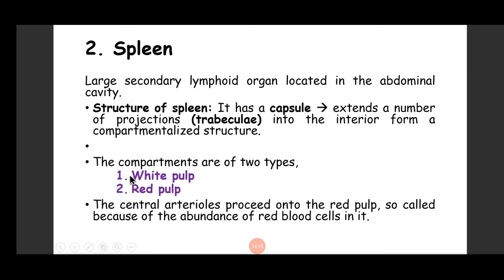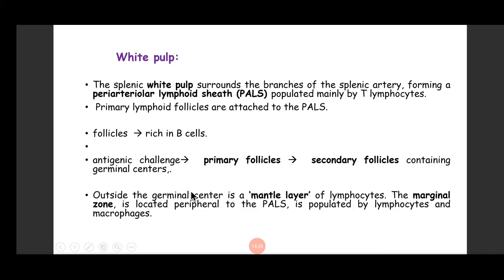The compartments of the spleen are divided into two parts: white pulp and red pulp. White pulp is functionally similar to the lymph nodes. It has proliferative areas for the proliferation of lymphocytes. Red pulp, on the other hand, has RBCs and macrophages.